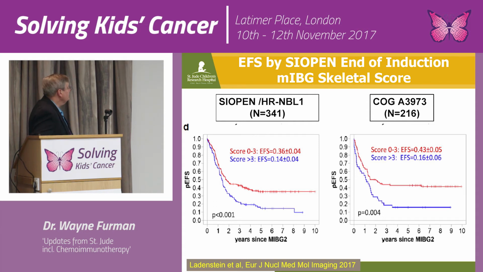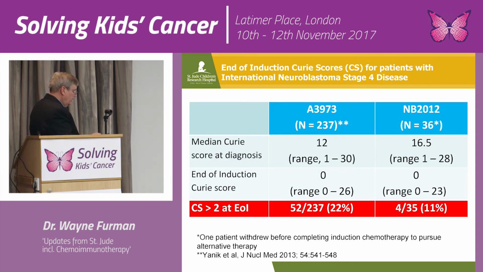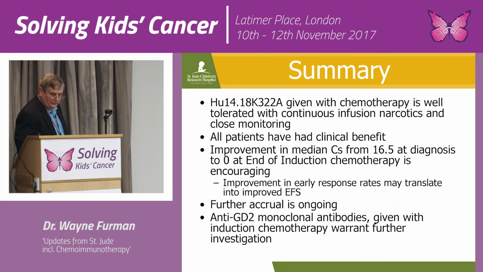So we wondered, could that give us an early indication? And again, MB12, our median Curie score at diagnosis, was very comparable to the COG number of patients. At end of induction, our median is 0, and only 4 or about 11% had Curie scores over 2. So we hope that means that these early responses will translate into more cures, but the frustrating part is we have to wait till patients get out far enough to understand that.